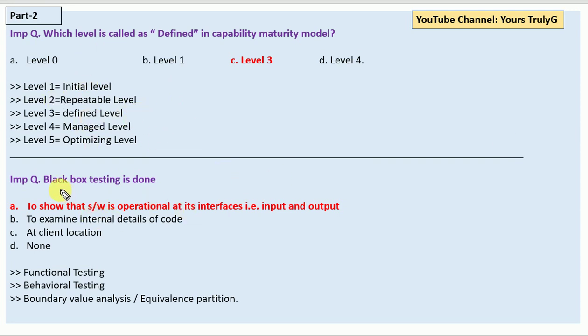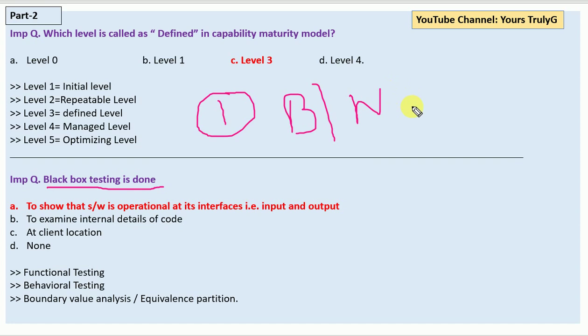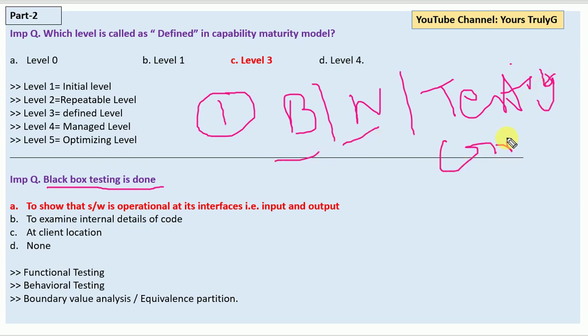Next question is, black box testing is done, there are four options. Before discussing this question, I am telling you guys, in the Central Bank of India examination you can expect one question from black box, white box, or testing. Definitely. We have already covered black box, white box, and gray box testing in a detailed manner. Those who are watching this video for the first time, you still have 2 days. Just watch the videos related to software engineering in my playlist, so that you can have a better understanding and a quick revision of all these testing techniques.